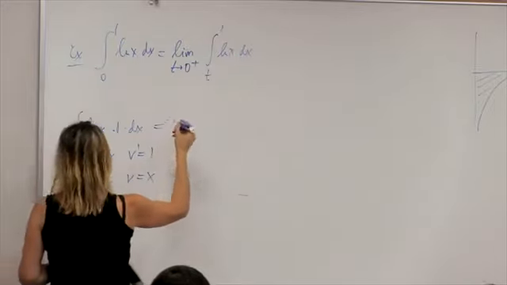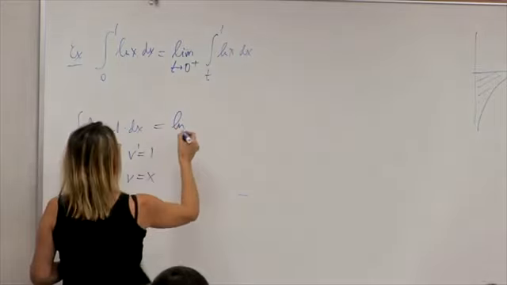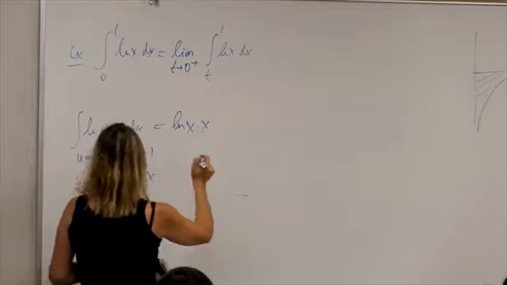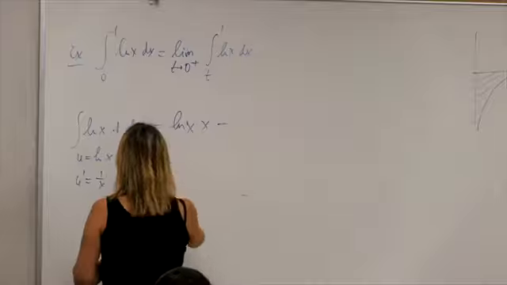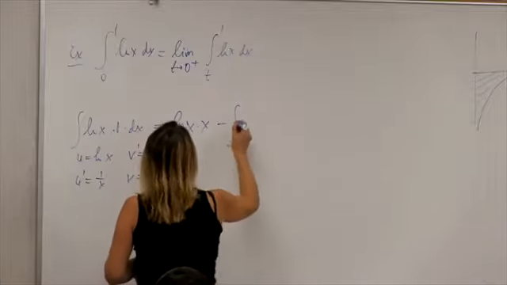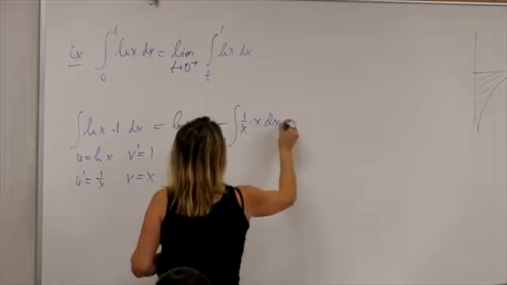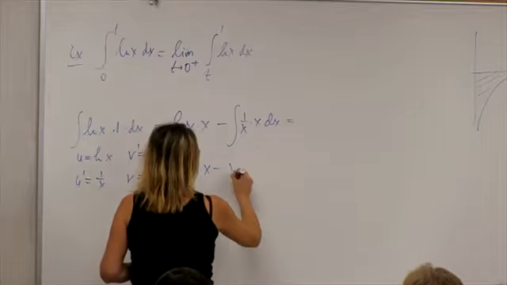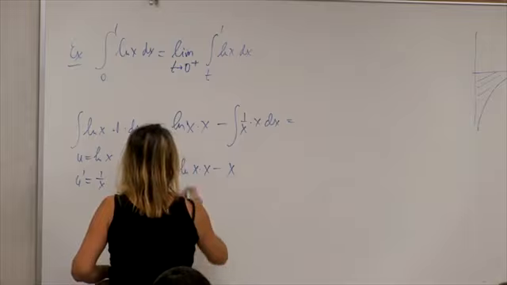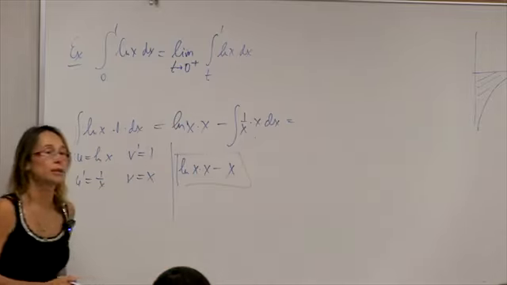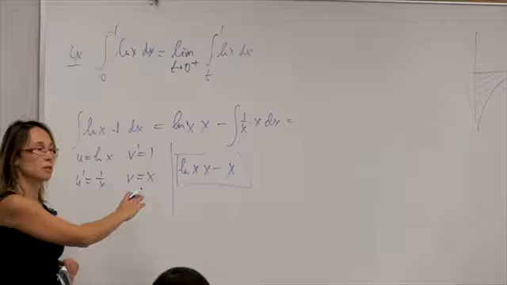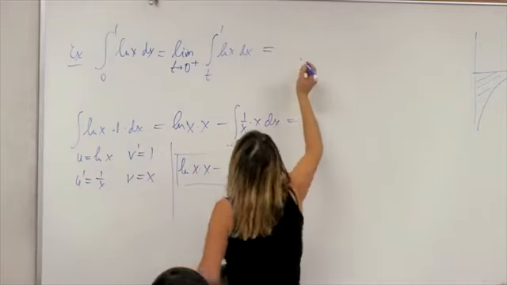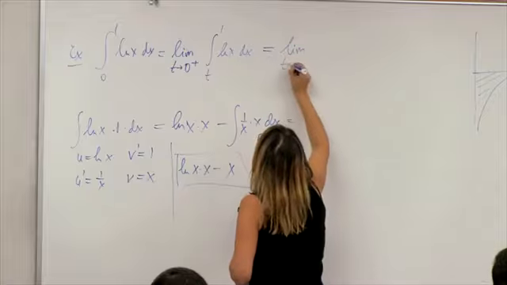Now let's do the integration. Log x times x. I'm just doing the antiderivative, right? Minus an integral of 1 over x dx. So the answer is log x times x minus x. So this was what happens when you integrate a log. We're going to use this. Questions? We're going to use this result to evaluate the improper integral.